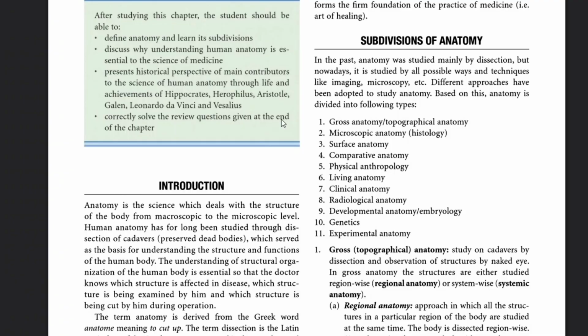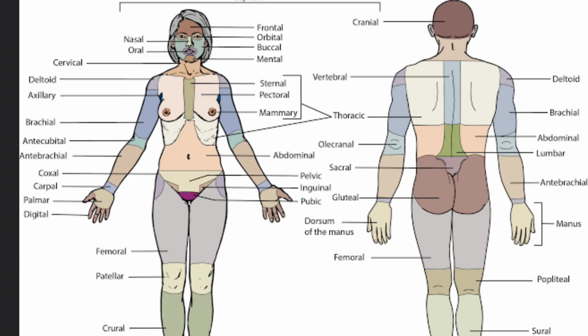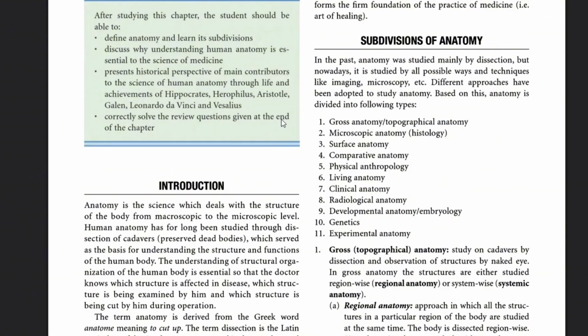So what exactly is regional anatomy? This is very simple. It is the study on cadavers by dissection and observation of structures by naked eyes. Suppose you have a dead body, you are cutting it and observing the parts, and you are removing the organs and observing the parts. That is through your naked eyes, and that is gross anatomy.